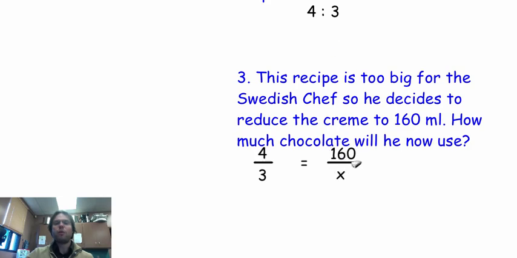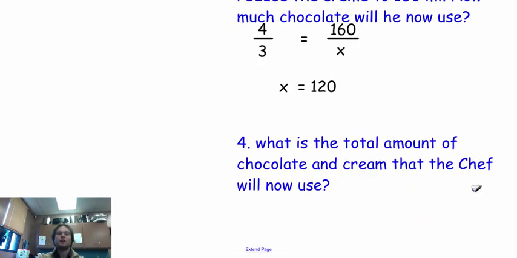But I want 160 of the cream, and we don't know how much of the chocolate that will be. So what do we have to multiply 4 by to get 160? We have to multiply it by 40. So if we multiply 4 by 40 to get 160, we're going to have to multiply 3 by 40 to figure out what that equals. And 3 times 40 is equal to 120. So in this case, x is equal to 120. So he'll use 120 grams of chocolate.